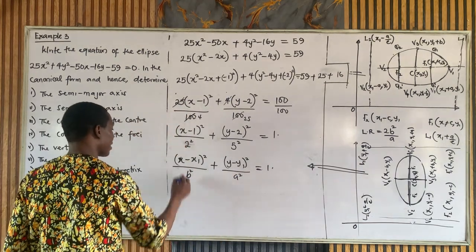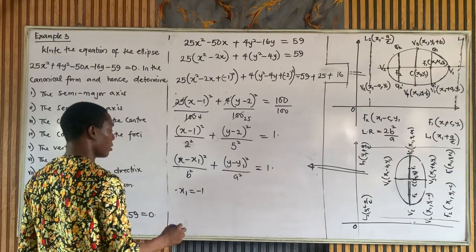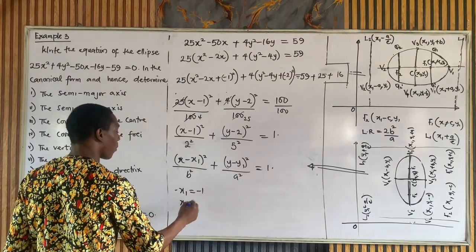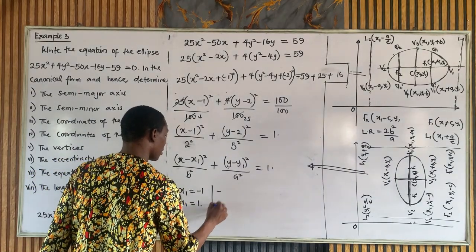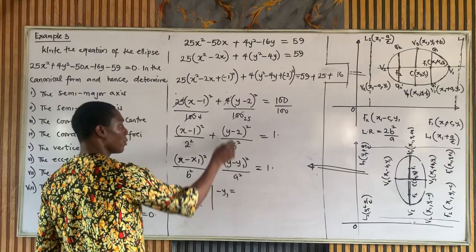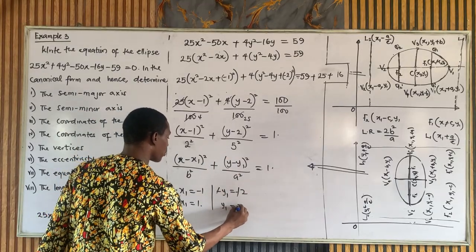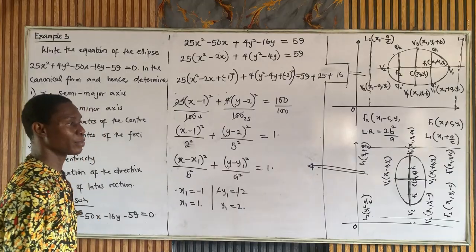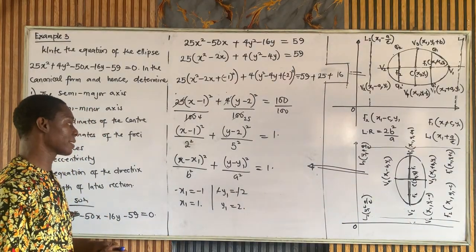In this case, we can now say x minus x1 is equal to minus 1, and so x1, dividing both sides by minus, will give us 1. And again, minus y1 is equal to minus 2. Dividing by minus will give us y1 to be 2. So our x1 and y1 are 1 and 2, which happen to be the center of this ellipse.